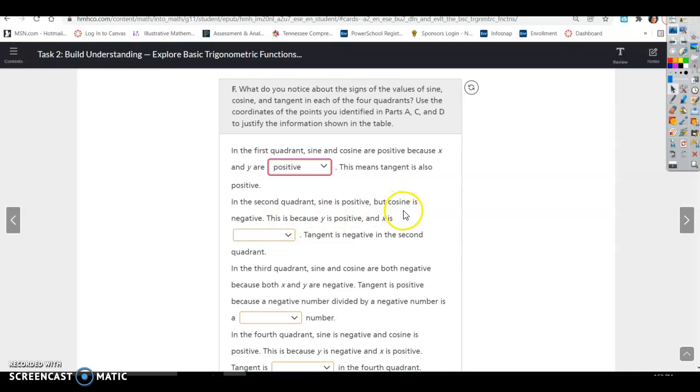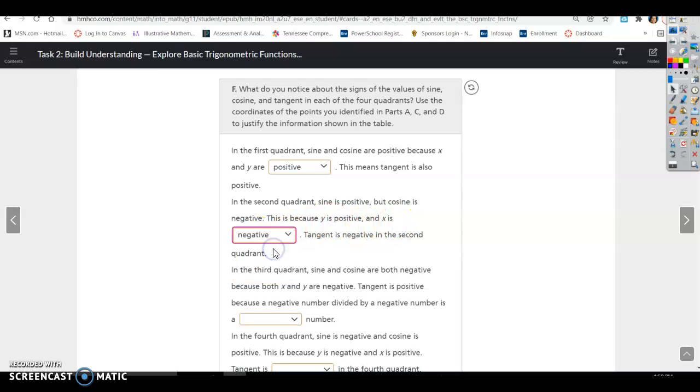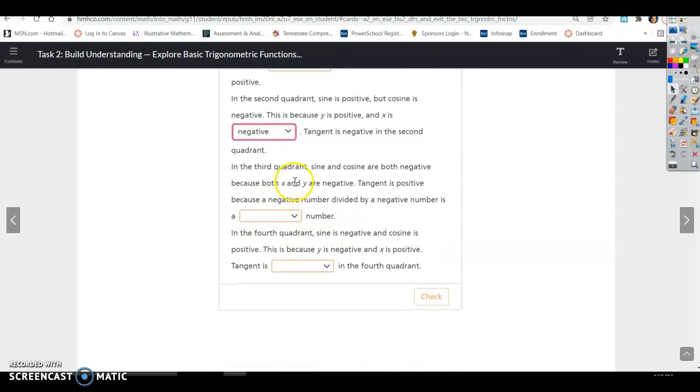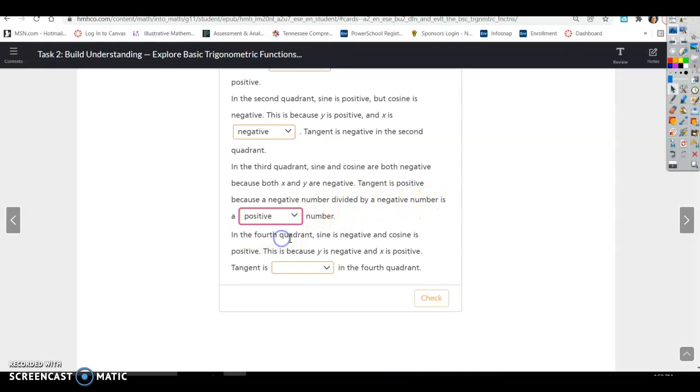In the second quadrant, sine is positive, but cosine is negative. This is because y is positive, y goes up, it's your vertical, and x is negative because it goes to the left. Tangent is negative in the second quadrant. In the third quadrant, sine and cosine are both negative because both x and y are negative. Tangent is positive because a negative divided by negative is a positive number.